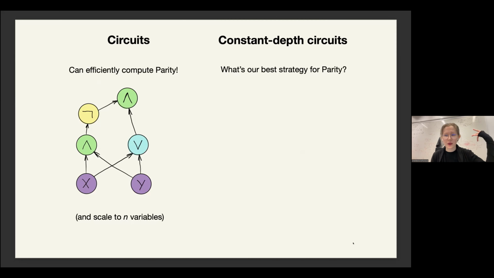Anyway, it's easy to compute parity in the general case, but what can we do with constant depth circuits? What is our best strategy for the parity function? I know it's not that easy to make a Zoom talk more interactive, but let's just try for this slide. What is the best we can do, for example, with depth-2 circuits? So it's just CNF or DNF. How do we compute parity as efficiently as we can? Any ideas?